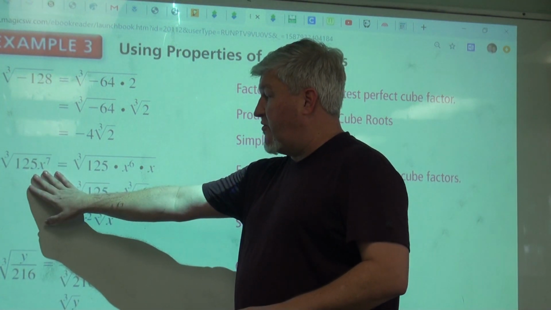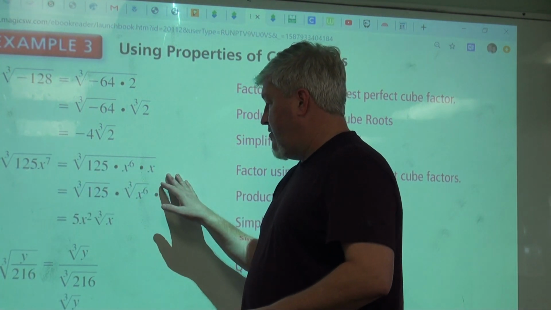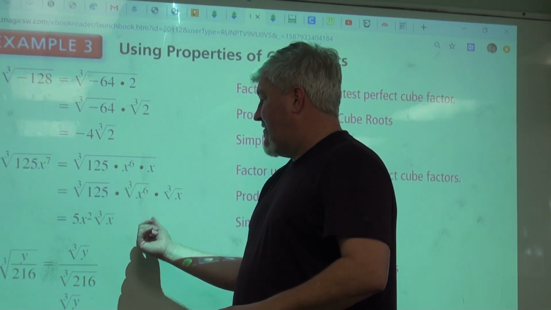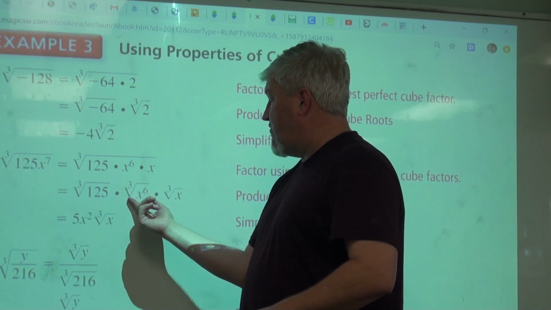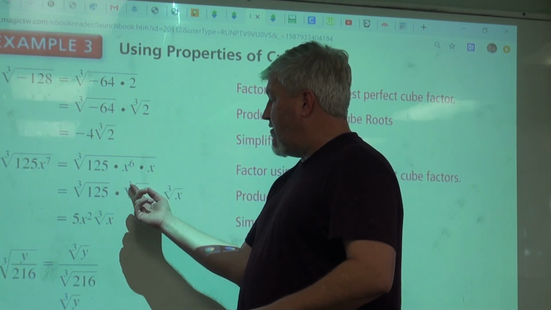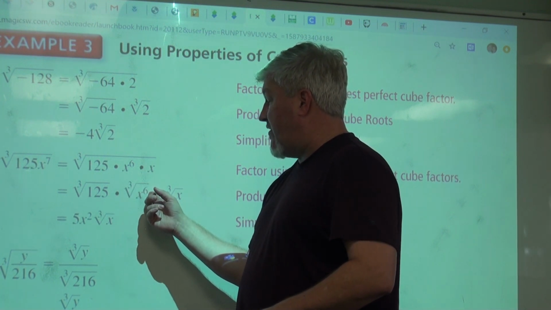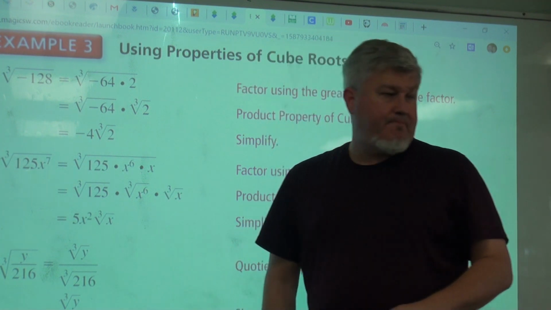Here they do it with variables, x to the 7th. Then they split it up. They split the x's into x to the 6th times x. Cube root of 125 is 5. Cube root of x to the 6th: remember when you have it raised under a radical, it's actually a fraction. You divide 6 by 3, x squared, and the cube root of x.